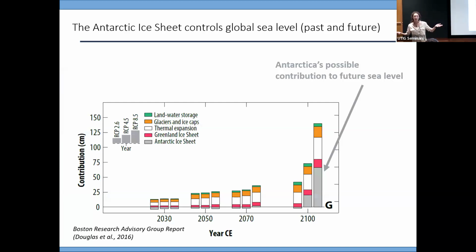Why is this important? Why do we care? The Antarctic ice sheet holds a vast amount of water in the form of ice, and when that ice is lost into the oceans, it impacts sea level. So this plot shows projections of future sea level up to the year 2100. The three different bars show three different future climate emission scenarios, and then the bars are colored according to the contributors to sea level. So ice sheets, land water storage, glaciers and ice caps, thermal expansion, all of these contribute to sea level, but Antarctica might very well be the main contributor to sea level by the end of the century. That's this gray bar here.